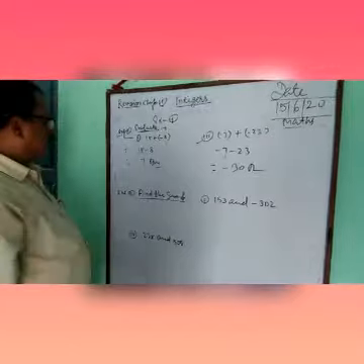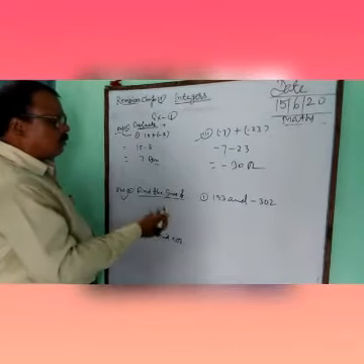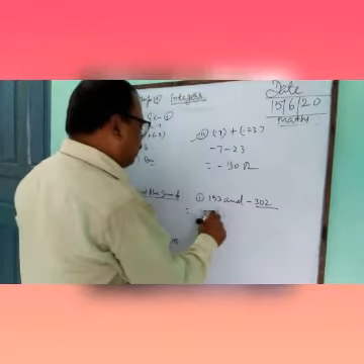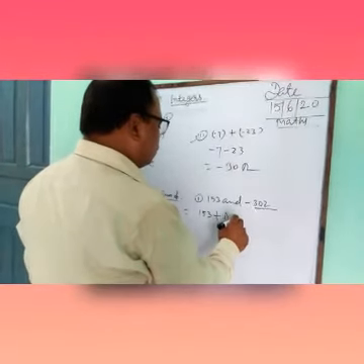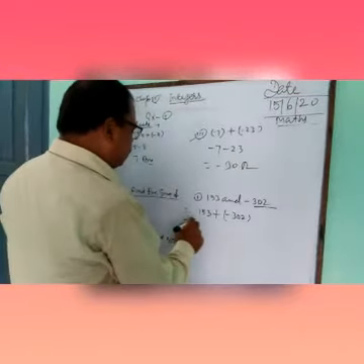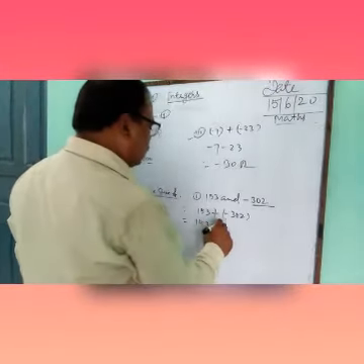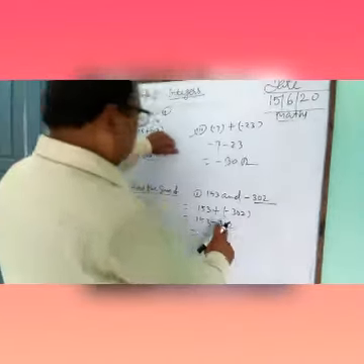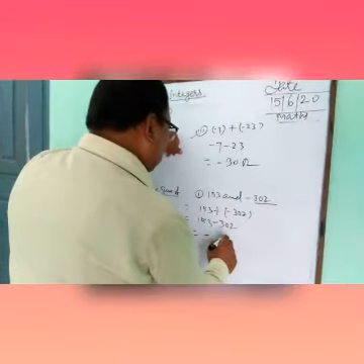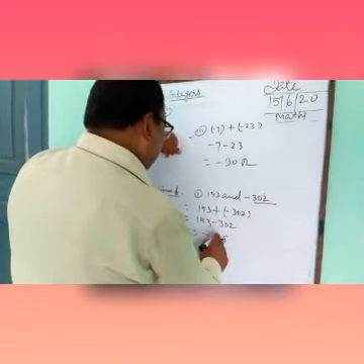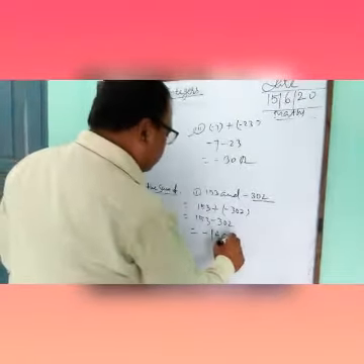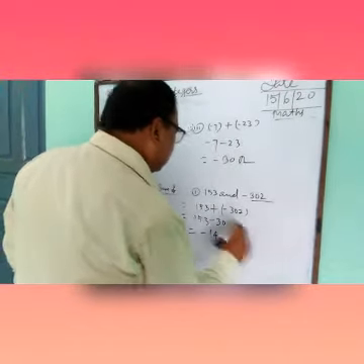Answer. Second type question. Find the sum of 153 and -302. 153 plus (-302) is equal to 153 minus 302 is equal to minus, 12 less 3 is 9, 9 less 5 is 4, 2 less 1 is 1. 149 with negative sign. Answer.